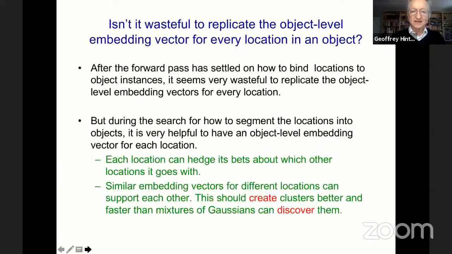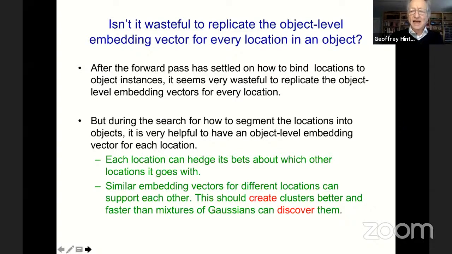And the final thing I want to address is, isn't it terribly wasteful to replicate all these object level vectors at all these different locations? Because the intuition you get from programming a computer with RAM is that if you've got the same thing, you want to represent it in one place and have pointers to it. You don't want to replicate it all over the place. Notice that's not what biology does. Biology is quite happy to replicate if it's convenient.